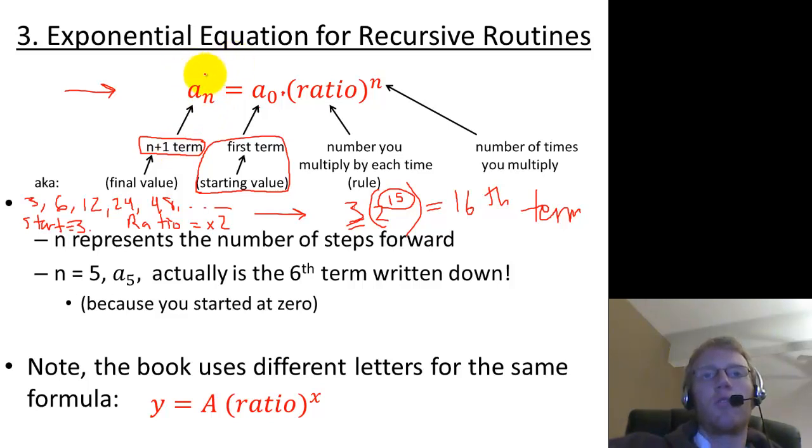So it's just critical to remember that the n is the number of steps forward, and so the terms that you're finding are going to be off by 1 compared to the steps forward that you took. So I've just drilled it home with another example here.